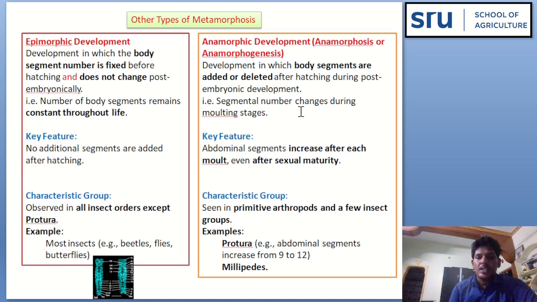Segmental number changes during molting stages. That is, the abdominal segment number increases after each molt, even after sexual maturity. This type of development is seen in primitive arthropods and a few insect groups such as Protura, where abdominal segments increase from 9 to 12, and this kind of development is also seen in millipedes.